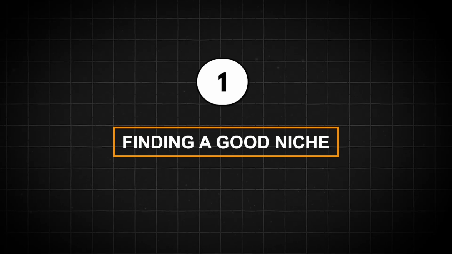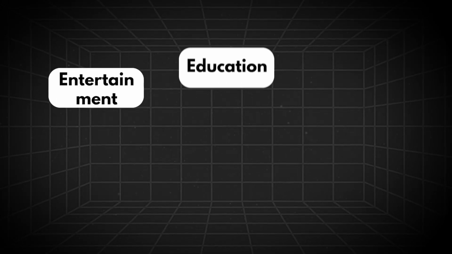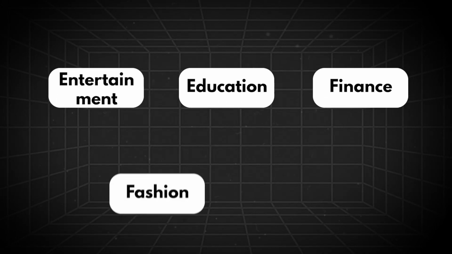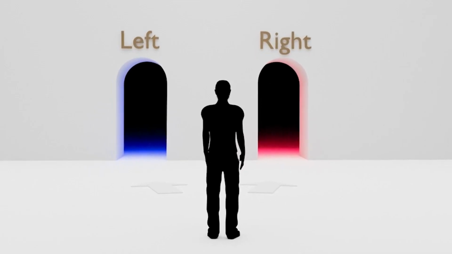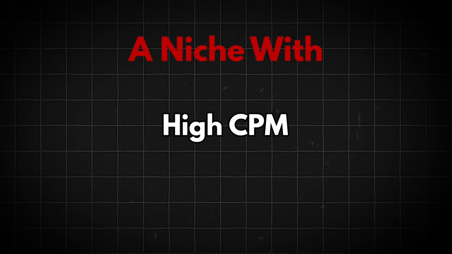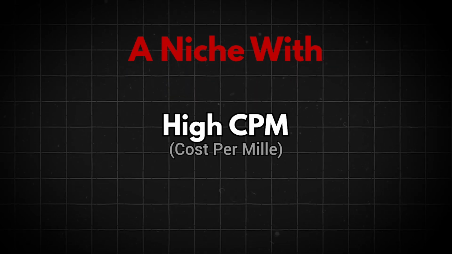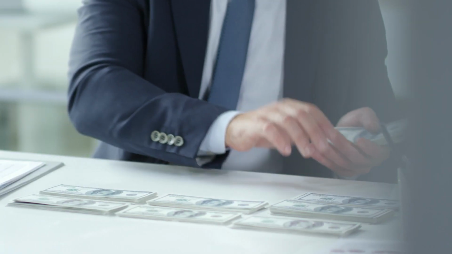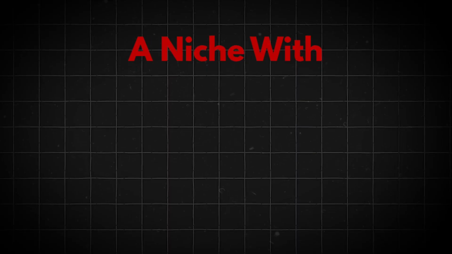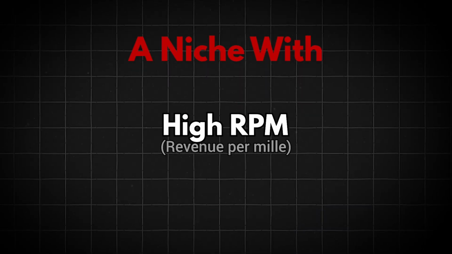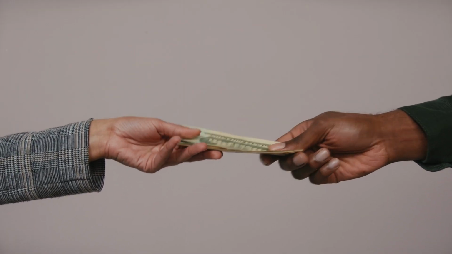Step number 1, finding a good niche. There are a lot of niches out there, like entertainment, education, finance, fashion, top 10, and many more. But to choose a perfect one, you need to keep two things in mind. A niche with high CPM, cost per mile, which is the amount given by the advertisers to you for showcasing their products or their services on your YouTube video. And the second is revenue per mile, which is how much you are getting out of those cost per mile. And you want to select a niche with high CPM.